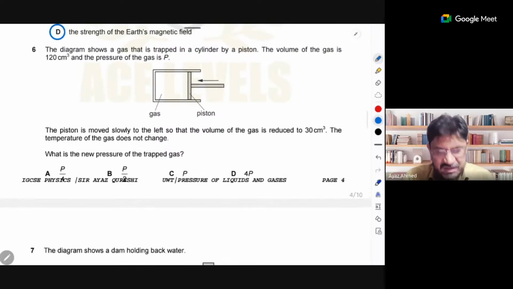The diagram shows gas that is trapped in a cylinder by a piston. The volume of the gas is 120 cubic centimeter and the pressure of the gas is P. The piston is moved slowly to the left so that the volume of the gas is reduced to 30 cubic centimeter. The temperature of the gas does not change. Remember, the temperature is not changed. What is the pressure of the trapped gas?